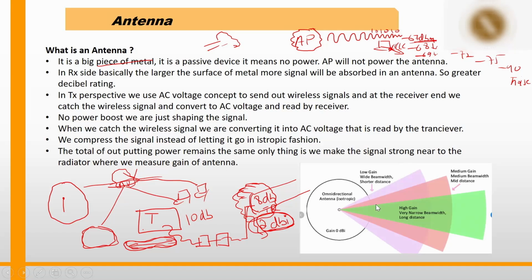So this is the picture where you can get the idea of what I am talking about. If you take the isotropic antenna, that gain is 0 dBi, which means there is no gain. But when you try to focus it, as you can see, this outer one is low gain, wide beam width, shorter distance. This is medium gain. The beam width will decrease, and as it decreases, the gain will be more. As you start focusing more, the gain will be more. Very narrow beam width, long distance.